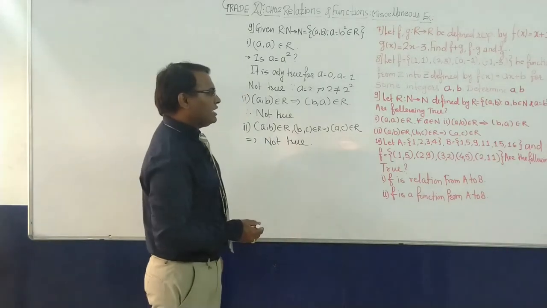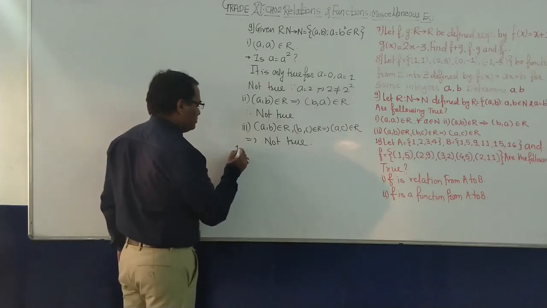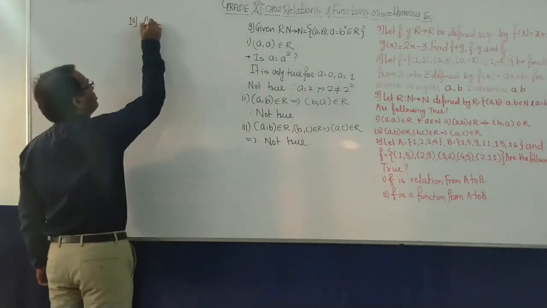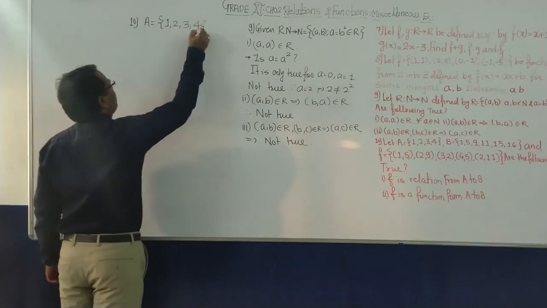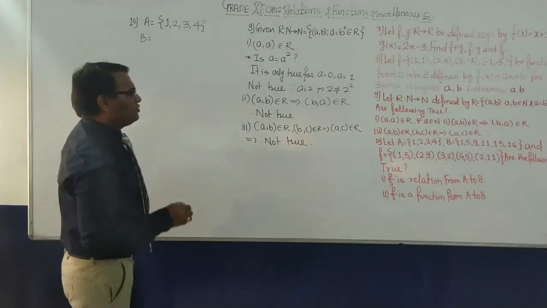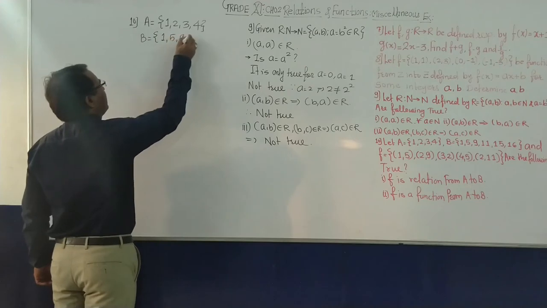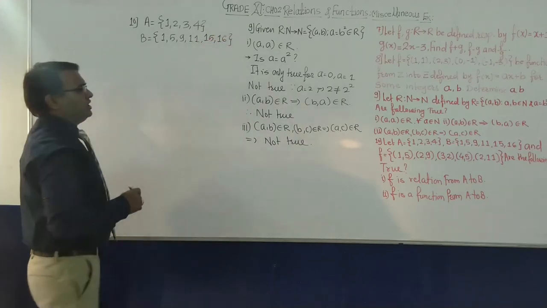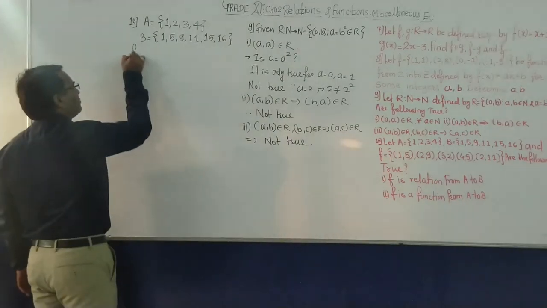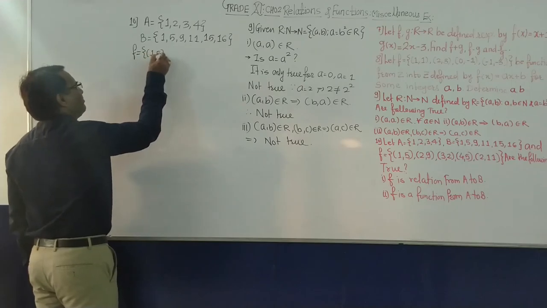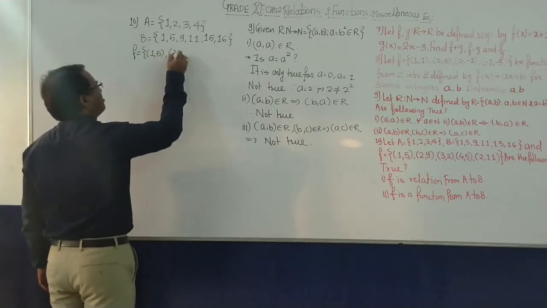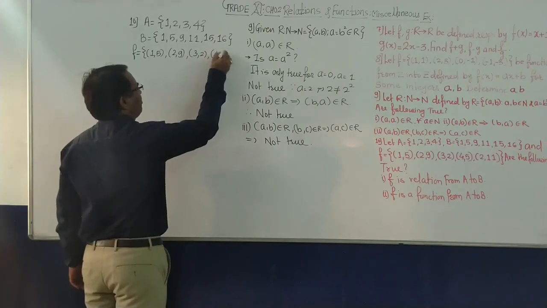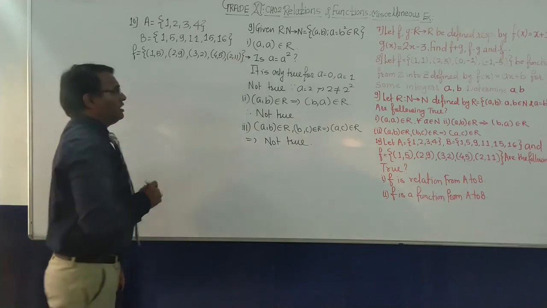Okay, so what is your sum number 10? Sum number 10: A is equal to {1, 2, 3, 4}. What is your B? B is equal to {1, 5, 9, 11, 15, 16}. And the function is also given. The function is {(1, 5), (2, 9), (3, 2), (4, 5), (2, 11)}.